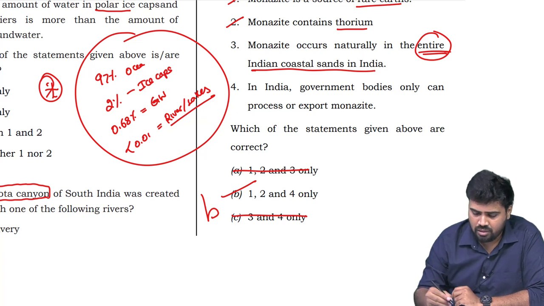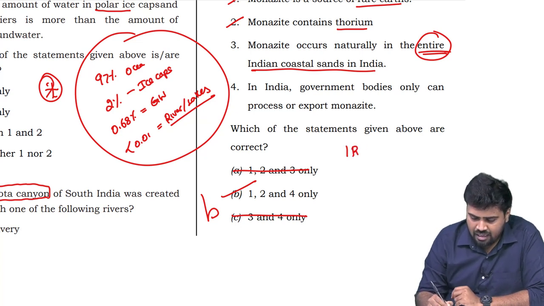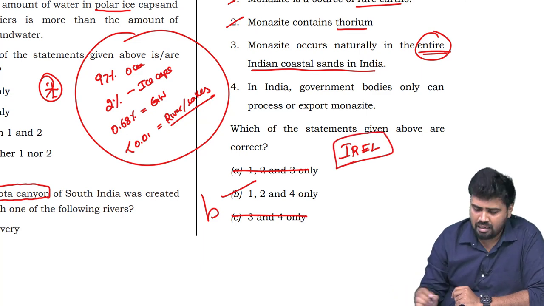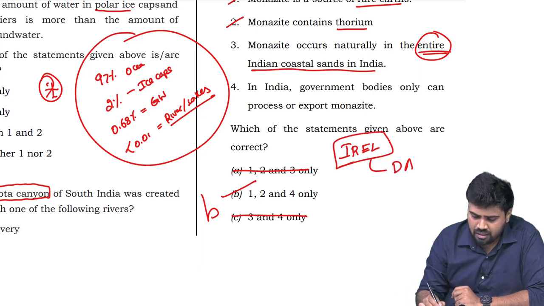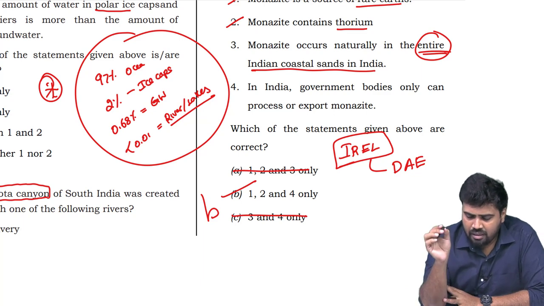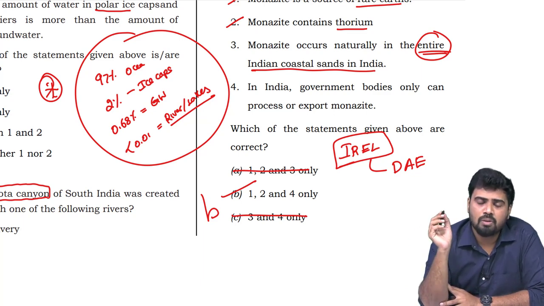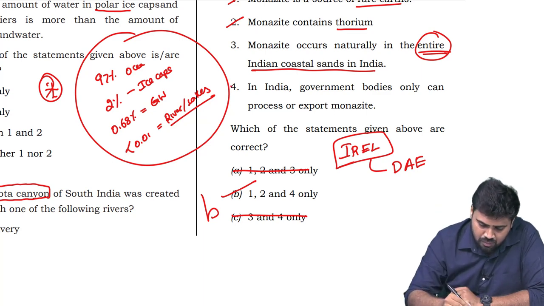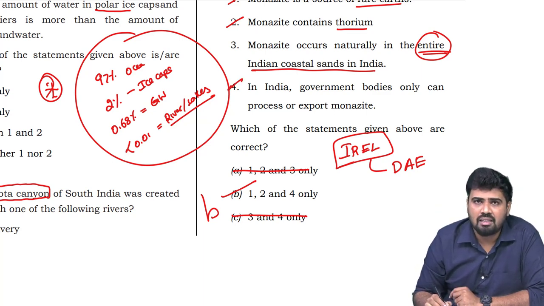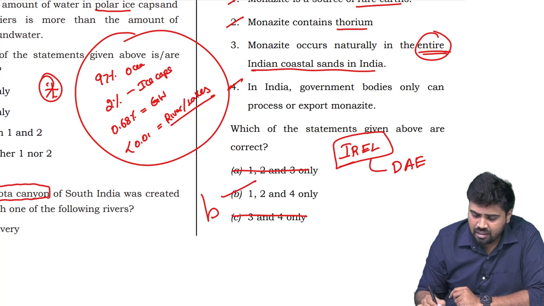Yes, it is true. Actually, IREL, India Rare Earth Limited, under the Department of Atomic Energy, is the only government body which has authority to process or export monazite. So the fourth statement is correct. It is IREL, India Rare Earth Limited, under the Department of Atomic Energy.